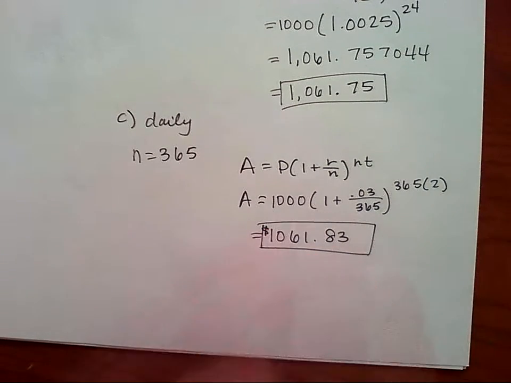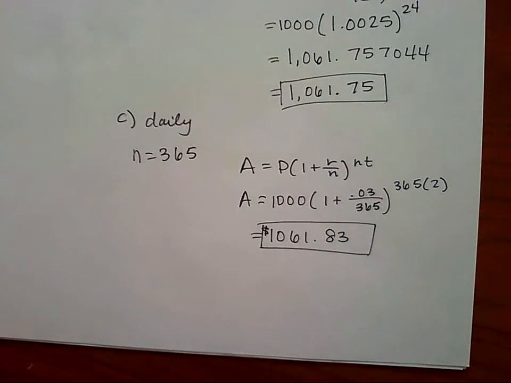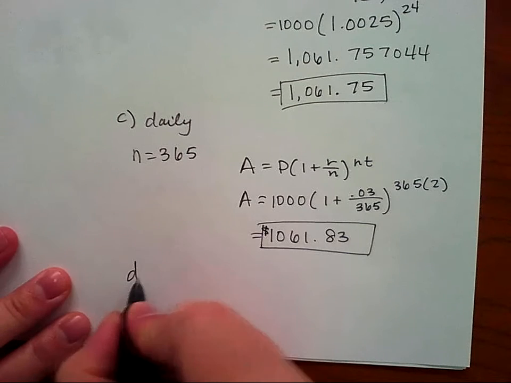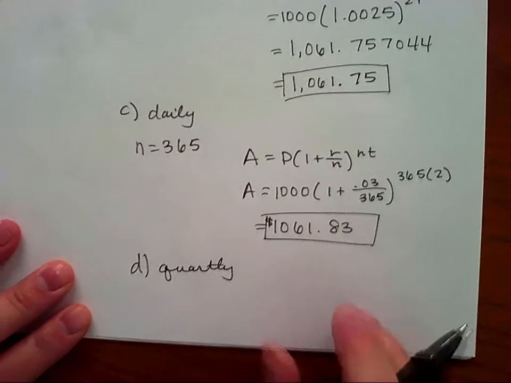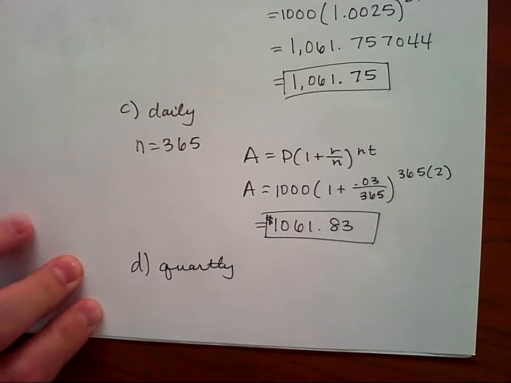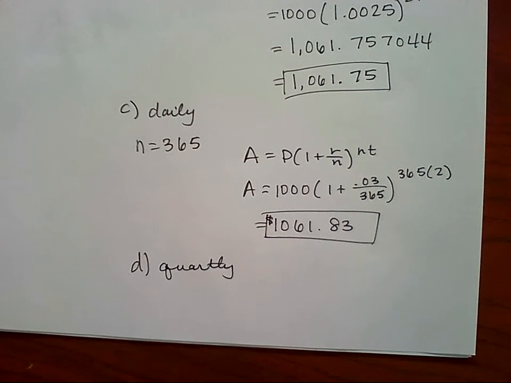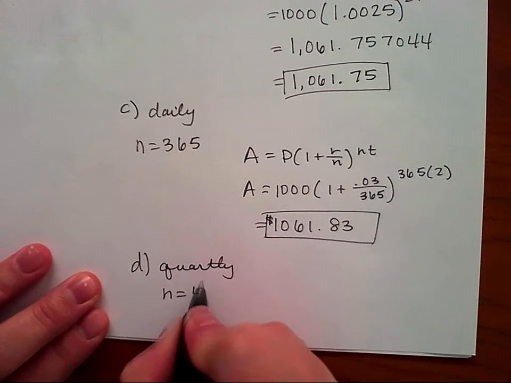What if I did compounded quarterly? N would be 4 because there's 4 quarters in anything. There's 4 quarters in $1, 4 quarters in a year, 4 quarters in a football game. If something's called a quarter, it means 1/4. So N would equal 4.